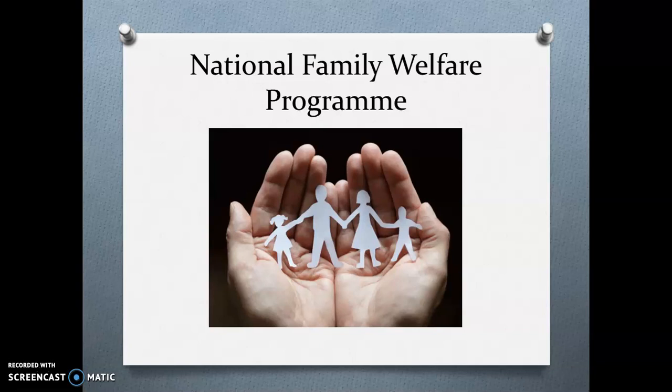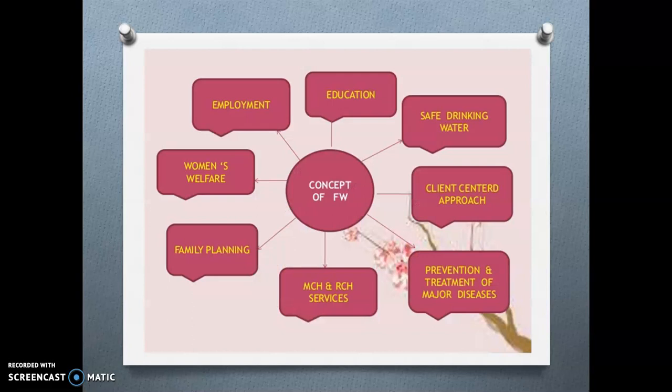Then, National Family Welfare Program. Family welfare is different from family planning. I told you that family planning is concerned with the number of children or the birth of the children, whereas family welfare has a broader perspective than family planning. As I told, the concept of family welfare has a broader perspective, and here you can see family planning is just one factor that comes under family welfare.